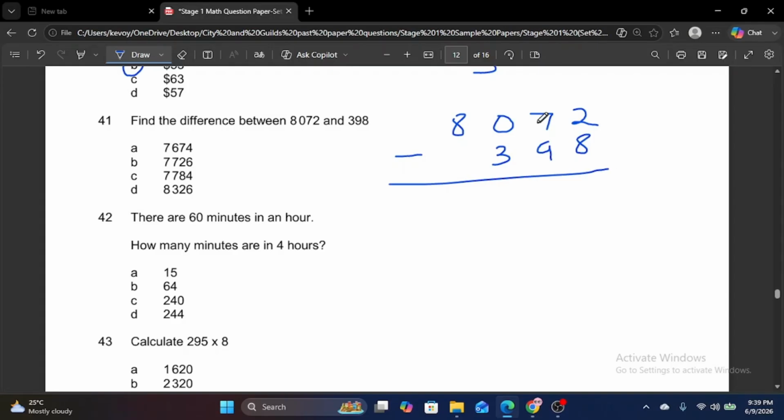Alright, so after subtracting and every digit is under the correct place or under the correct column, we can easily subtract. So 8 from 2 we can't, so we take 1 from the 7, carry over, that's gonna be 12. So 8 from 12, that's gonna be 4. We have 6 remaining right here because we took 1 from the 7. So 9 from 6 we can't. So we're going to take 1 from the 8. We'll be left with 7. We're going to put it right here.